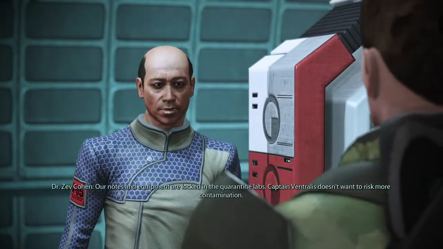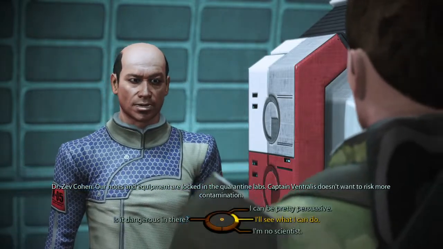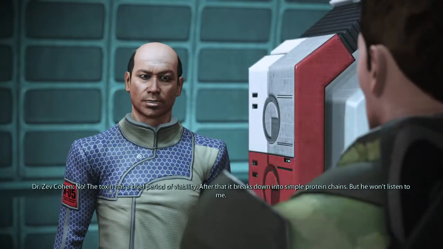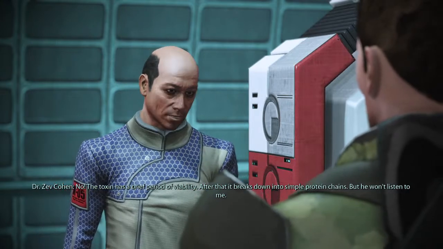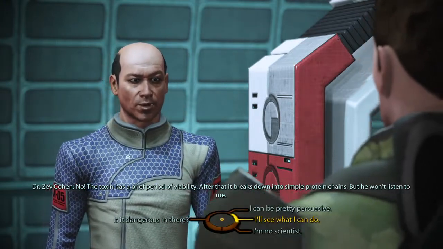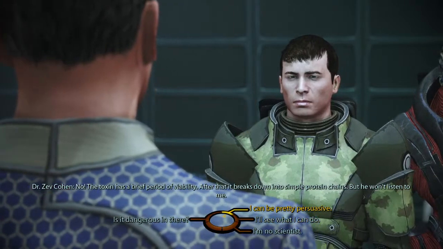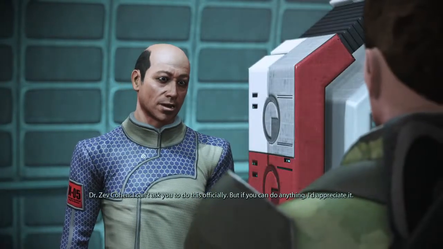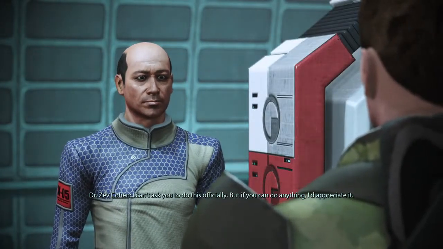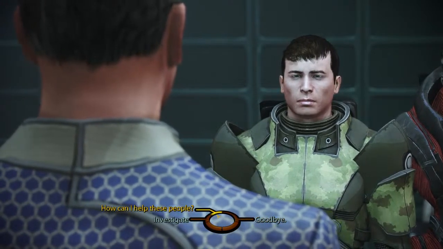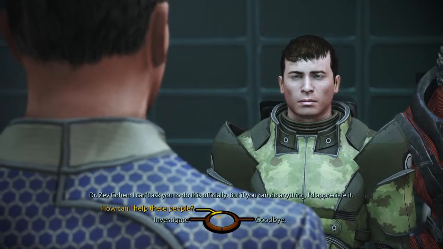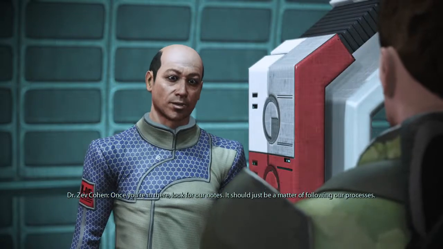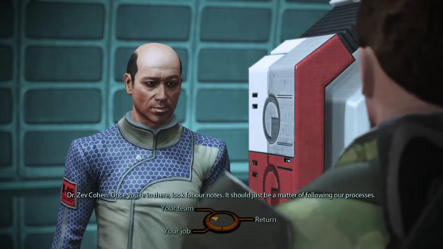Our notes and equipment are locked in the quarantine labs. Captain Ventralis doesn't want to risk more contamination. Is he right to keep people out? No, the toxin has a brief period of viability. After that, it breaks down into simple protein chains. But he won't listen to me. I'll talk to him. Maybe I can convince him to let me try. I can't ask you to do this officially, but if you can do anything, I'd appreciate it. What will it take to get the cure? The quarantine labs are near. Once you're in there, look for our notes. It should just be a matter of following our processes.